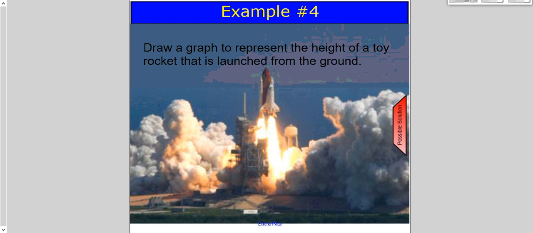All right. Draw a graph to represent the height of a toy rocket that's launched from the ground. Okay, so a toy rocket launched from the ground. Again, pause it here, draw your graph, and then come back and see the solution.